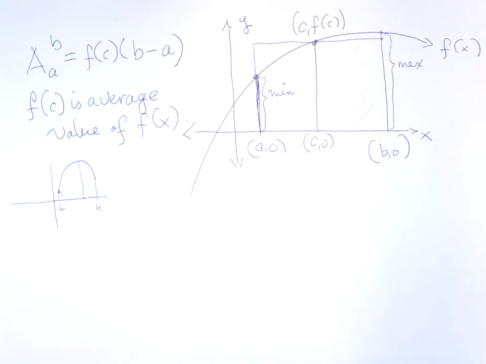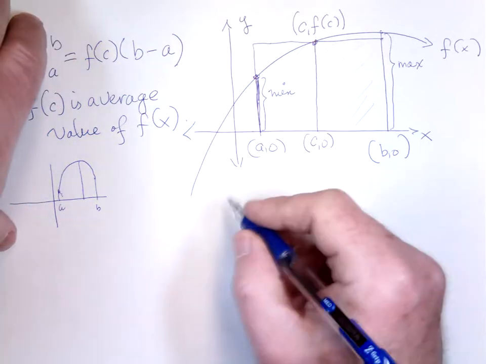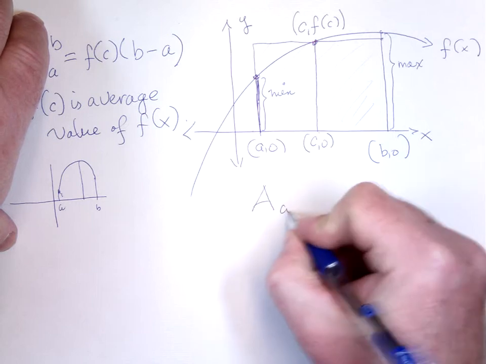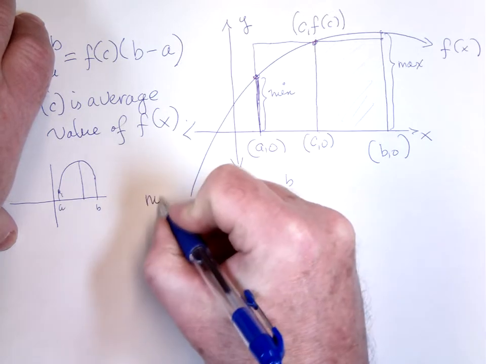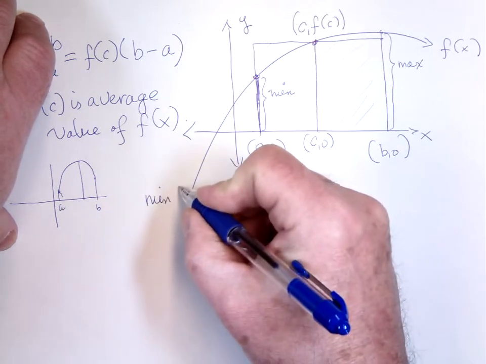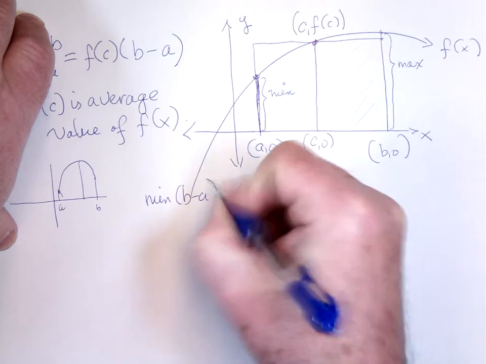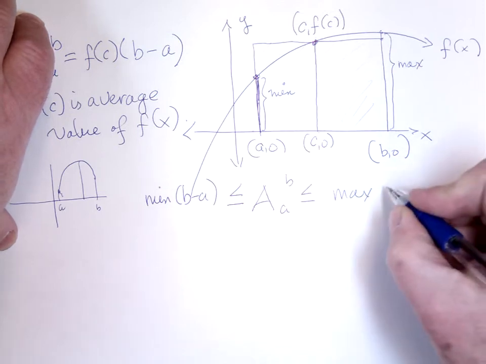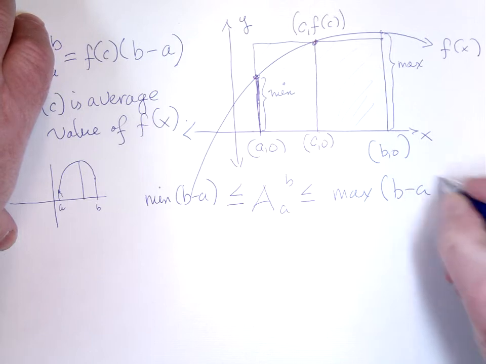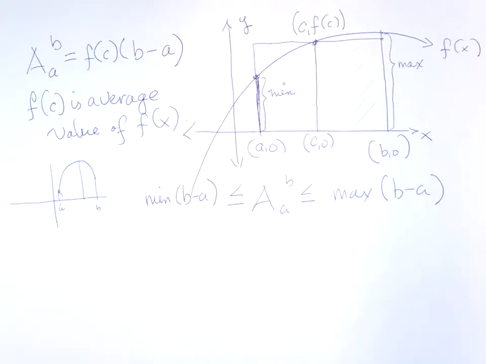All right, so here's what we've got. This area from a to b is going to be greater than or equal to the minimum value of the function times b minus a, but less than or equal to the maximum value of this function times b minus a. It's got to be.